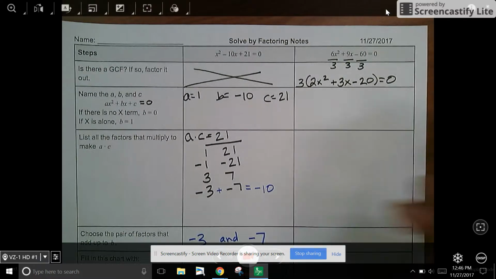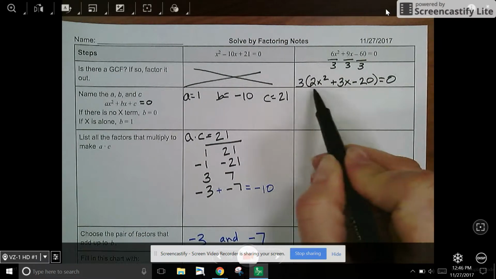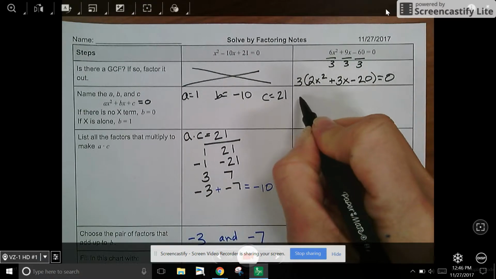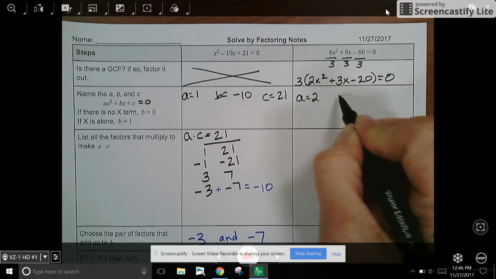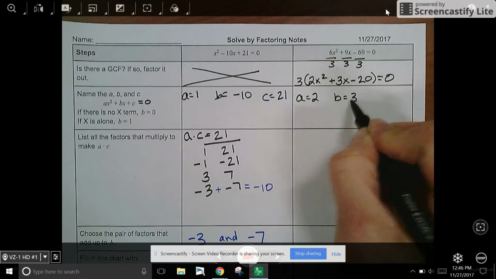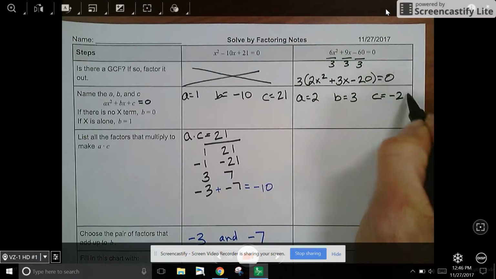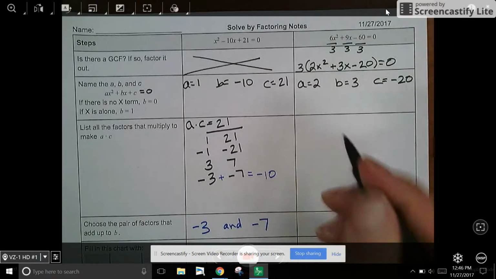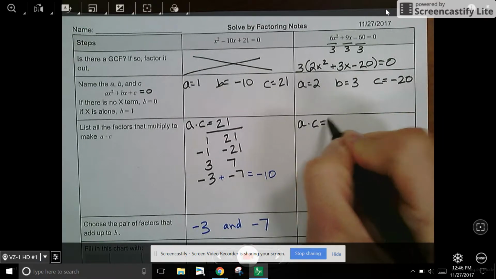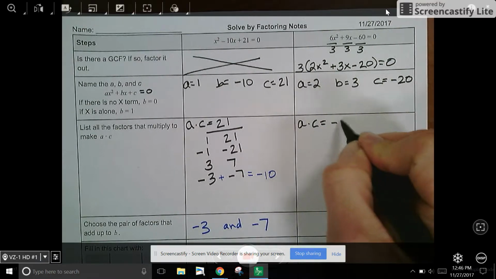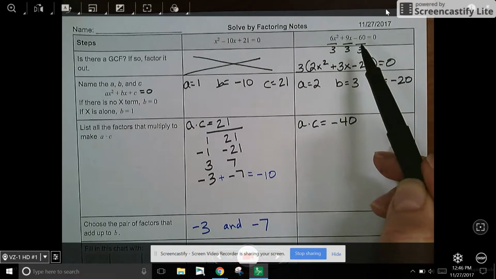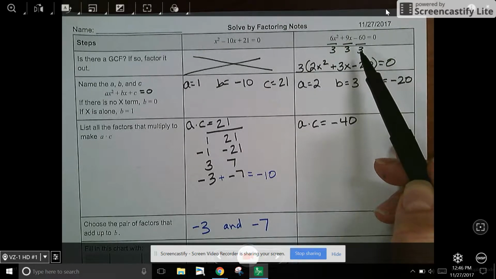So by doing this, I'm going to name my A, B, and C from the parentheses, and they're going to be smaller numbers, which will be a lot easier to work with. My A is the 2, my B is 3, and my C is negative 20. So here's where you'll see the difference. We're going to come down here and do A times C, and my A times C is 2 times negative 20. That's negative 40. A lot smaller than if we would have done 6 times negative 60. That would have been negative 360, and we don't want to work with a number that large.